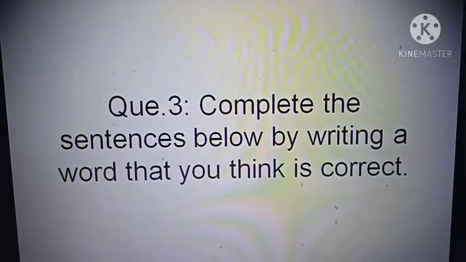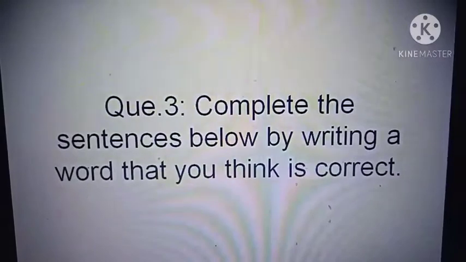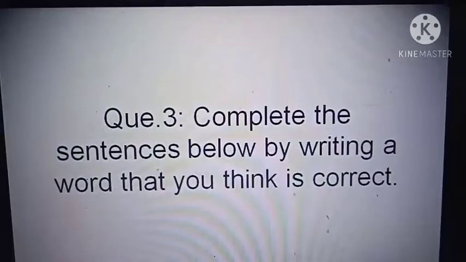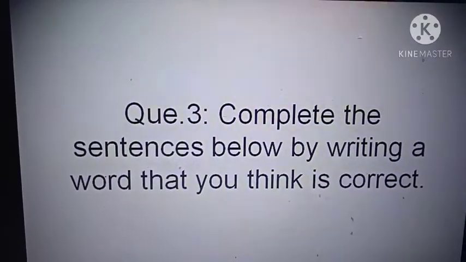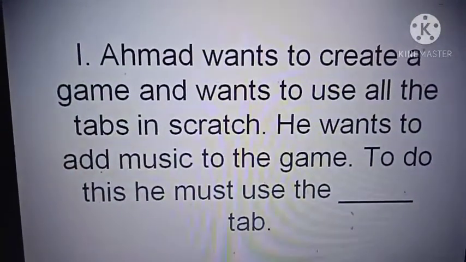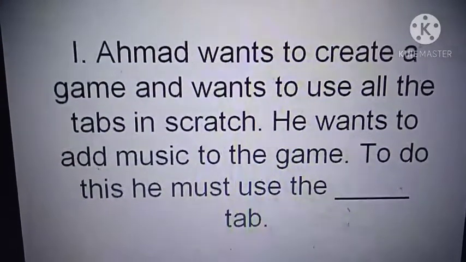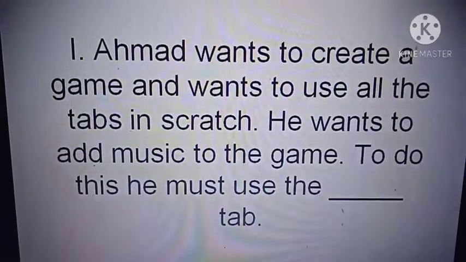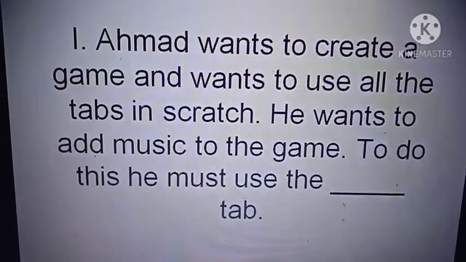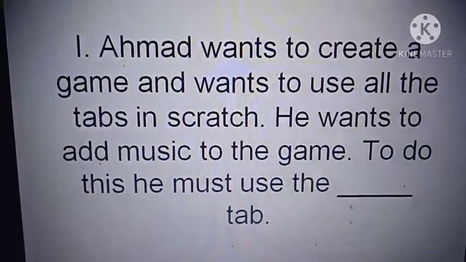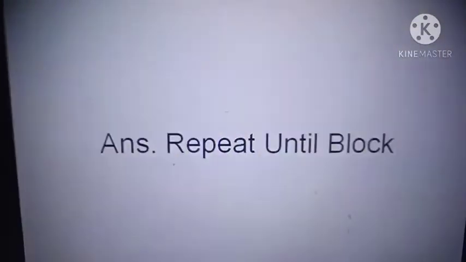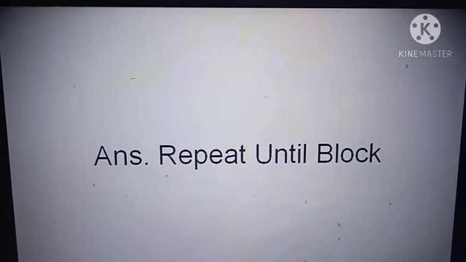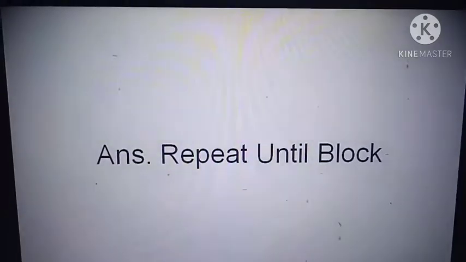Question number 3. Complete the sentences given below by writing a word that you think is correct. The first question is Ahmed wants to create a game and wants to use all the tabs in Scratch. He wants to add music to the game. To do this, he must use the tab. Which tab must he use? The answer is repeat until block. Automatically it will repeat until block whenever the circumstances are not false.